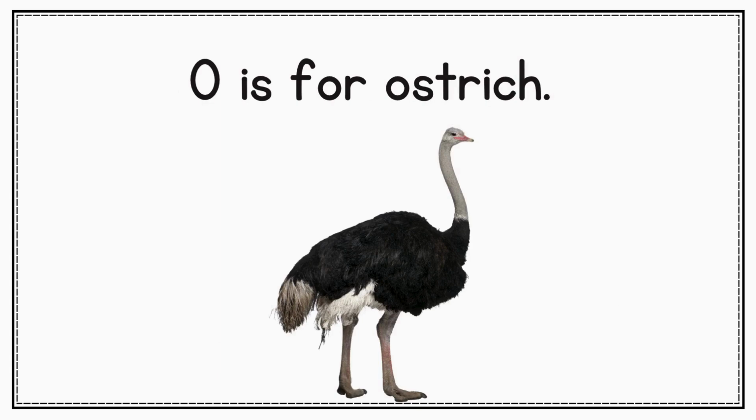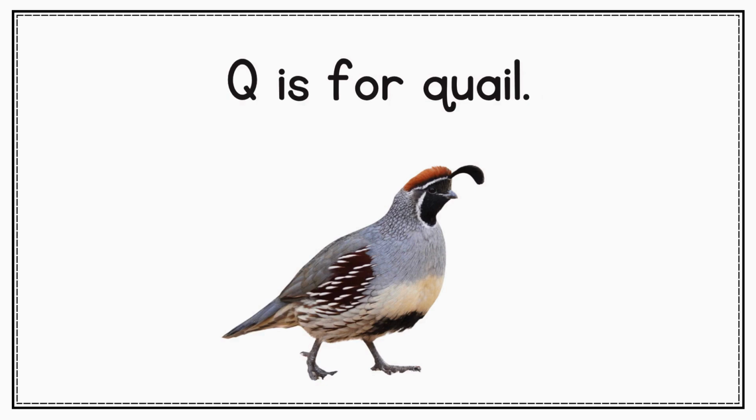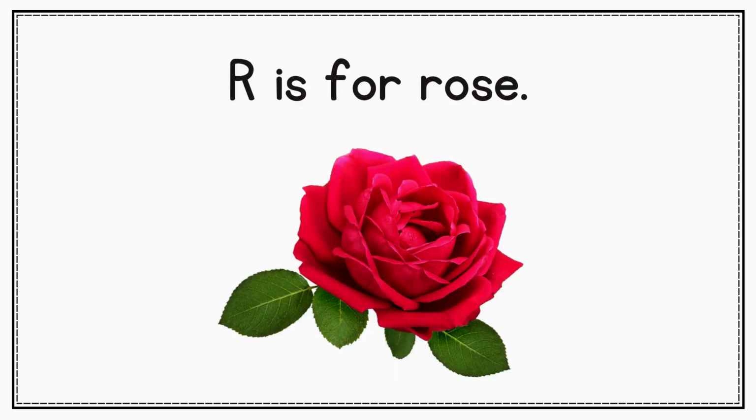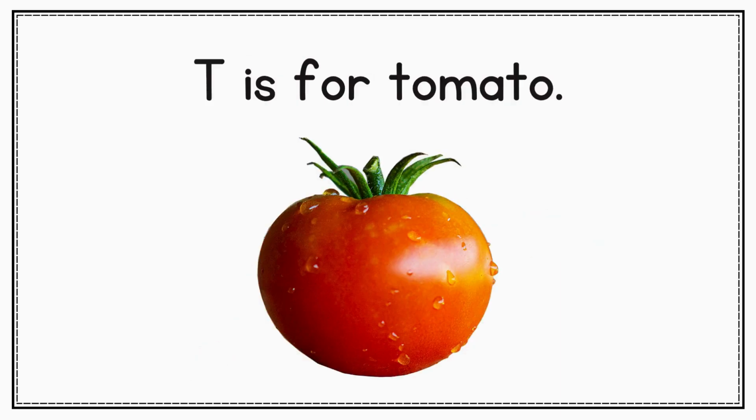O is for ostrich. P is for pumpkin. Q is for quail. R is for rose. S is for seal. T is for tomato.